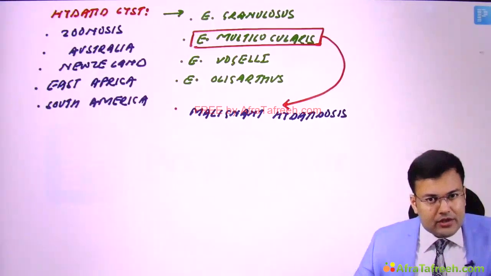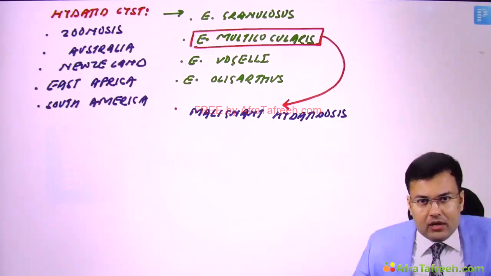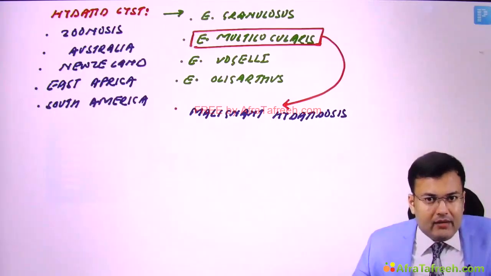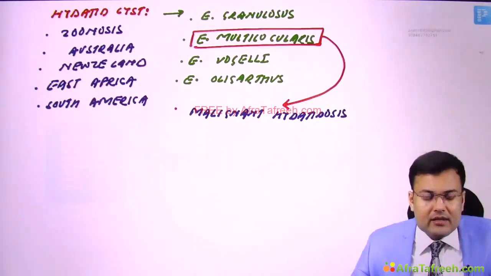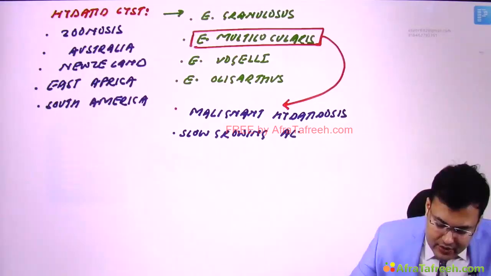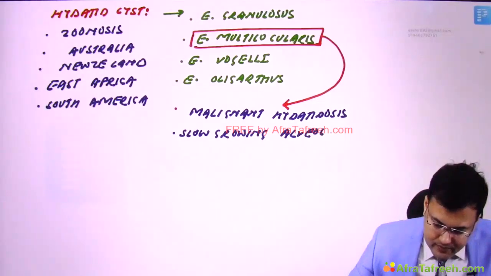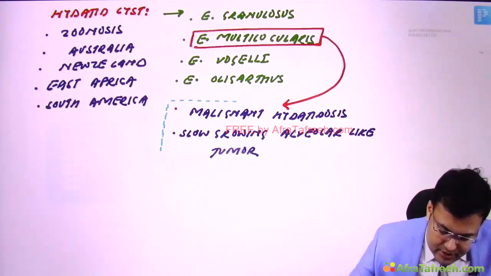Clear? This is the question of NEET. Okay, last year this question was asked in AIIMS. Alveolar-like tumor in liver is caused by which of the following organisms? So again, Echinococcus multilocularis. So the question was slow growing alveolar-like tumor in liver. So these are caused by what? Multilocularis. These are the 2 latest questions.